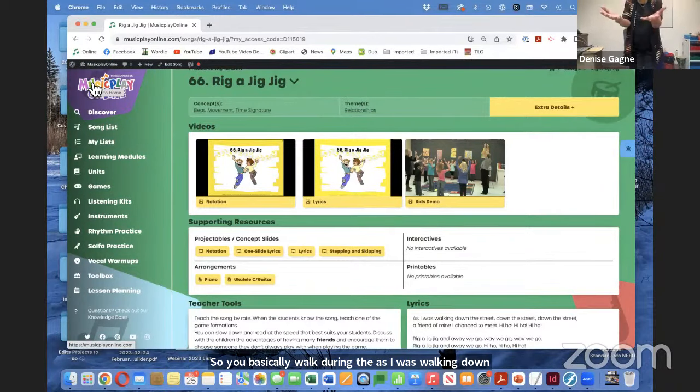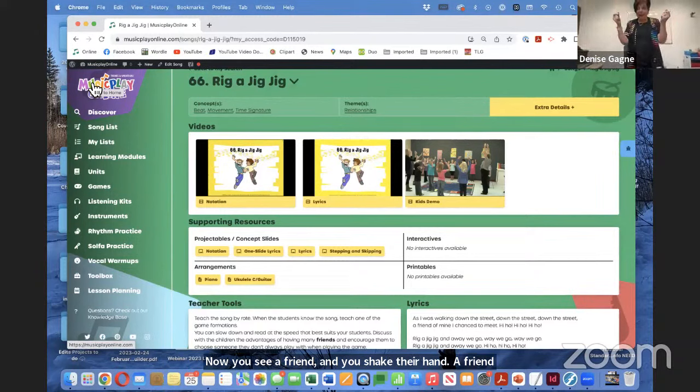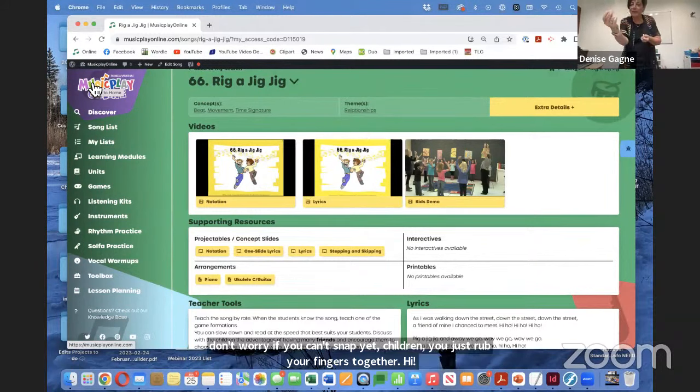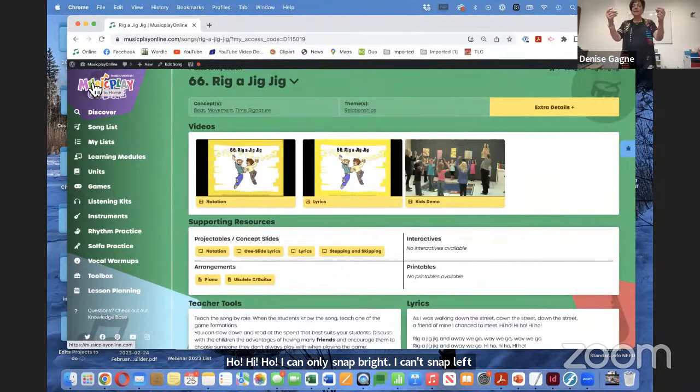Now you see a friend and you shake their hand. A friend of mine I chanced to meet. And now you're going to snap. And don't worry if you can't snap yet, children. You just rub your fingers together. Hi ho, hi ho, hi ho. I can only snap right. I can't snap left. So when the kids are upset that they can't snap, I show them I can't snap either with that hand.